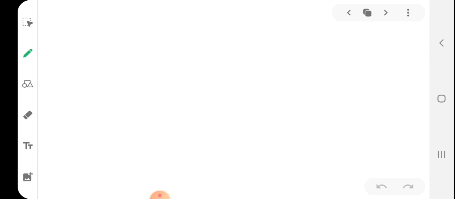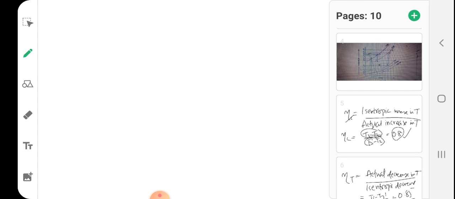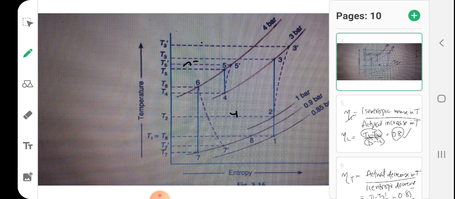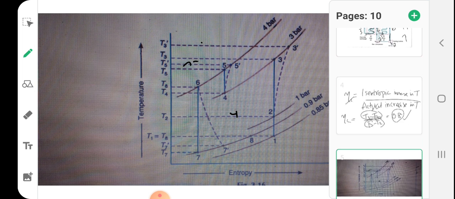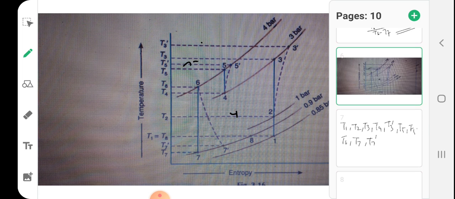So this is a bit longer process problem. So first, I will move this figure downwards. If you have this TS diagram with you, it will be easy to solve. Okay.